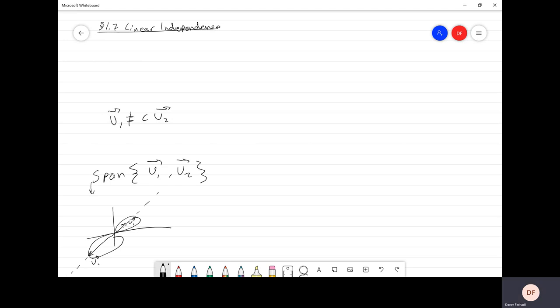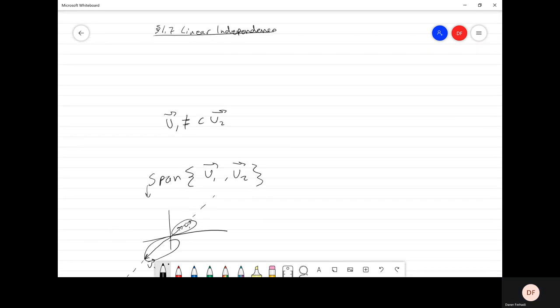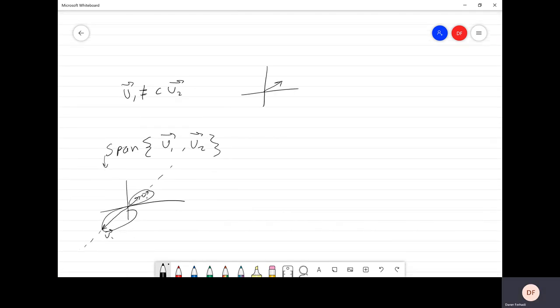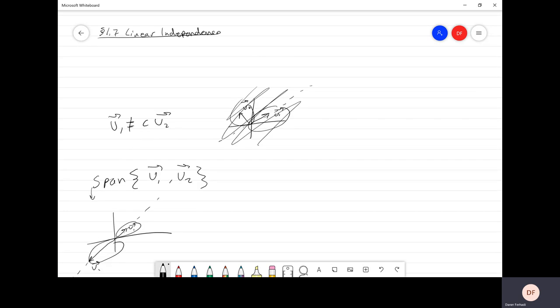If they are not a multiple of each other, then the vectors are not on the same line. So maybe this would be v1 and this would be v2. Then the set of all linear combinations of v1 and v2 would make a plane. It would make up this entire plane. So we want to extend this idea of not being a multiple of one another. It turns out that the more general relationship between v1 and v2 is that they are linearly independent. And if they are linearly independent, then this condition here just naturally follows.